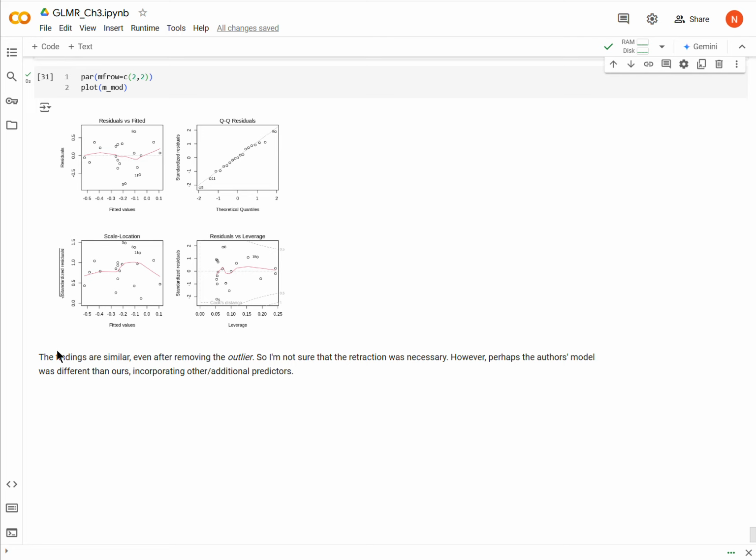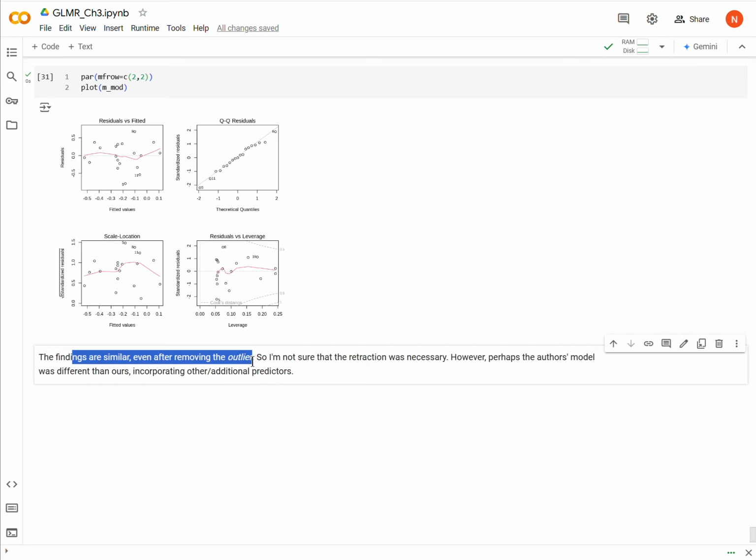So, just some final thoughts here. The findings are very similar, although again, in the second model, the findings are no longer quote-unquote significant to some arbitrary level. You can tell I'm not a big fan of their mode of reasoning here. But I don't know that this necessitates that they retract the study.